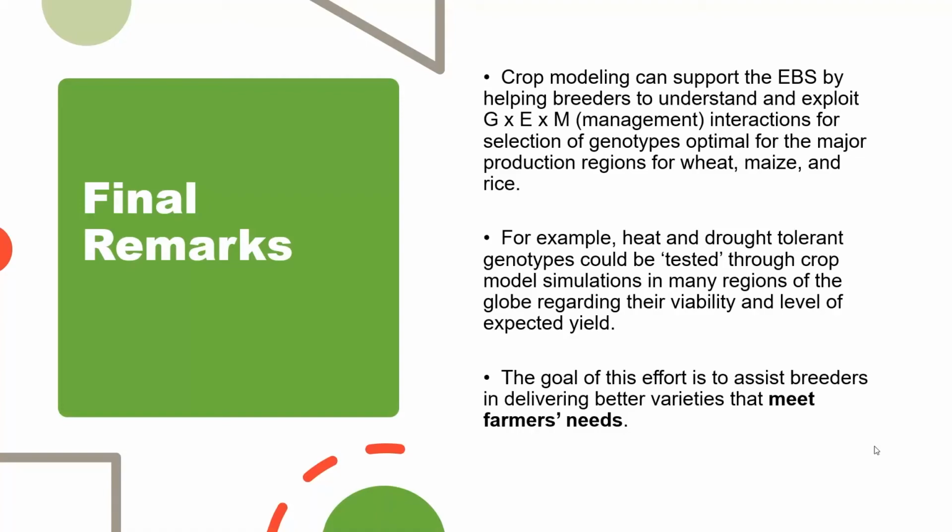So as final remarks, crop modeling can support the EBS by helping breeders to understand and exploit G by E by M management interactions for selection of genotypes optimal for the major production regions for wheat, maize, and rice. For example, heat and drought tolerant genotypes could be tested through crop model simulations in many regions of the globe regarding their viability and level of expected yield. So the goal of this effort is to assist breeders in delivering better varieties that meet farmers' needs.